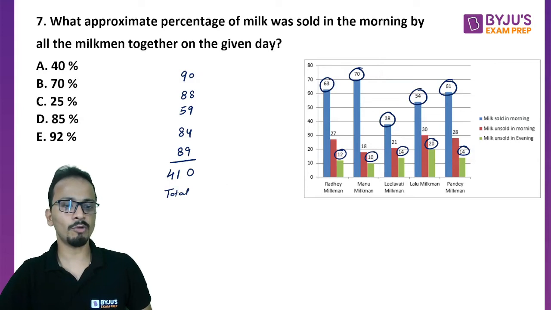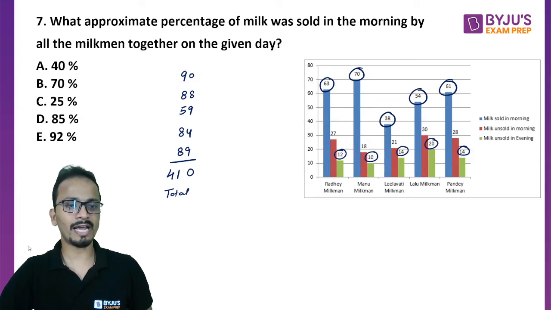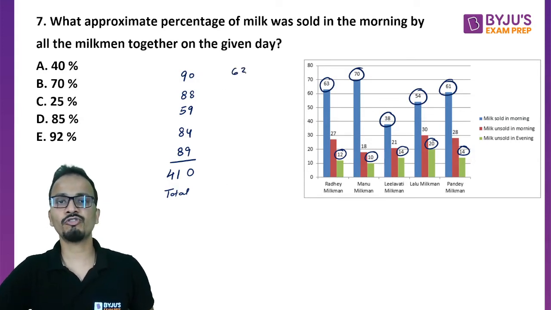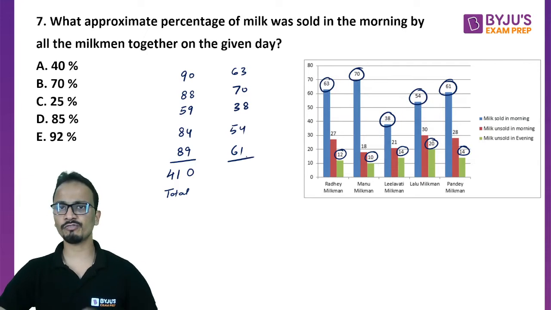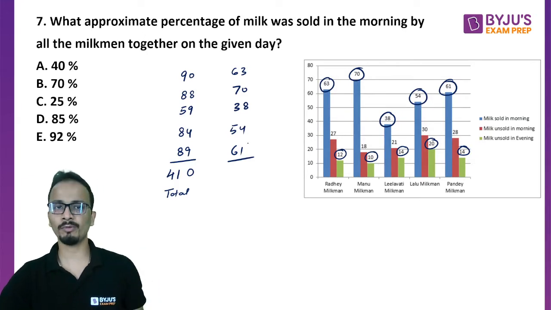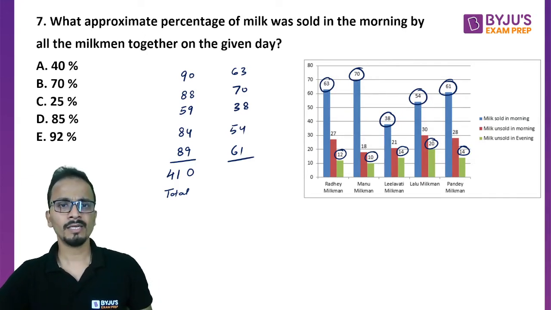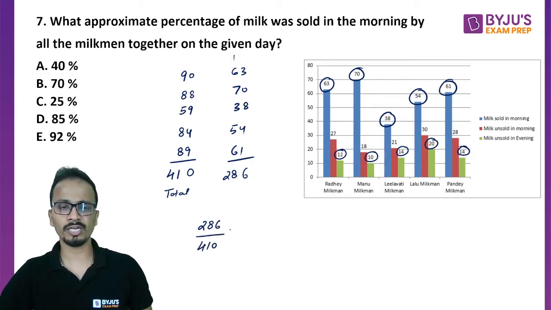And sold in the morning, let's write that data. So 63, 70, 38, 54 and 61 is the liters of milk that was sold by them in the morning. Adding them 11, 12 and 4, 16, 6, 1, 14, 17 and 11, 28. So 286 is the quantity which is sold in the morning out of a total quantity of 410.